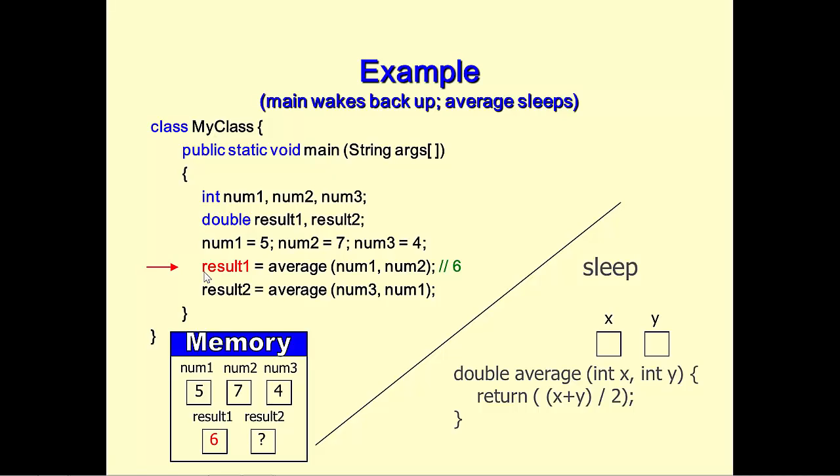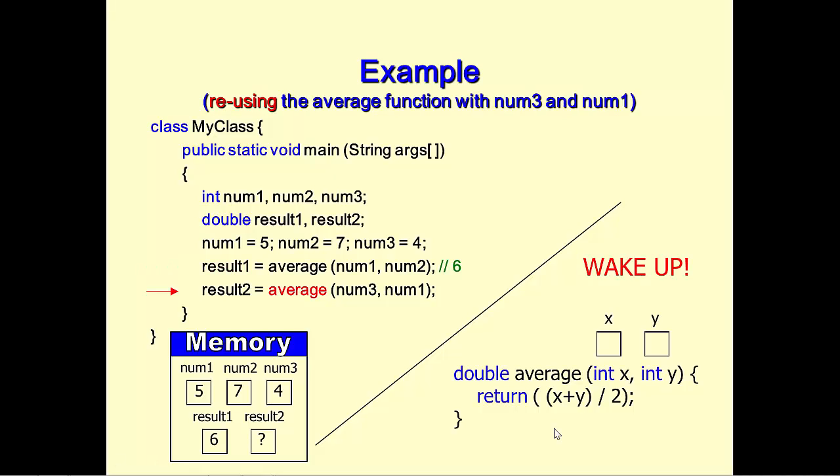And I know what you're saying, hey, we could have just averaged these numbers here and shoved the result into result 1, but typically these functions have a lot more code in them. So let's see another example then. Coming down here, notice that we're reusing this function, average. In this case, though, I'm passing it num3 and num1. So what do you suspect is going to happen?